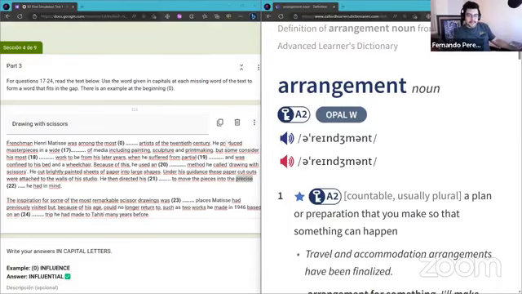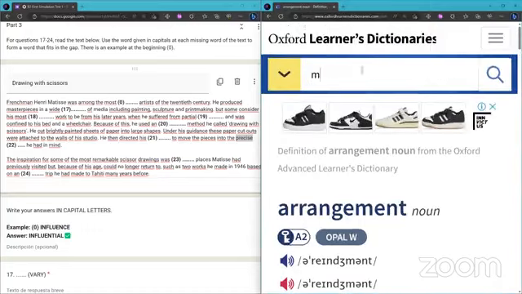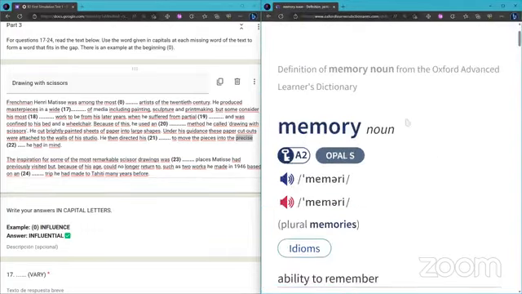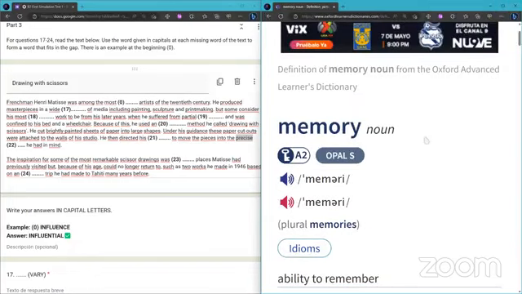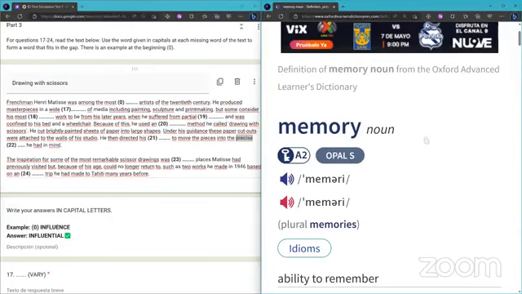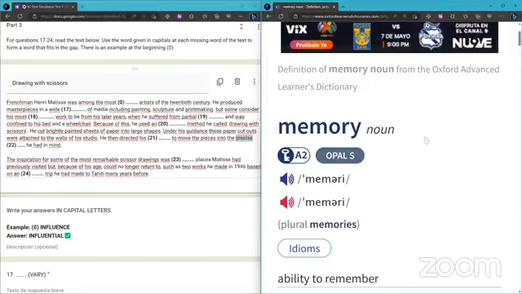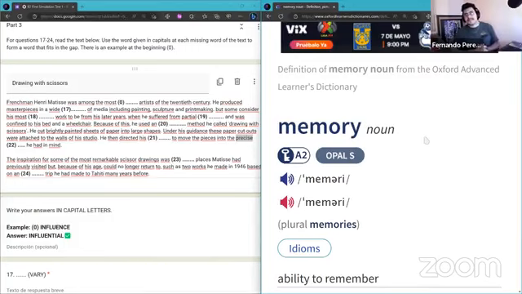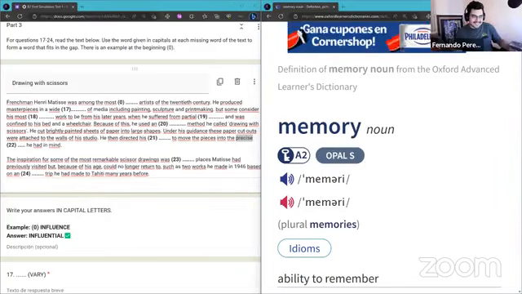You are correct. We need to transform the word memory into an adjective. I remember that one because I don't know how to transform it. What's the word? Memory. I think that I just add like ed, but that doesn't exist. Yes, I remember.